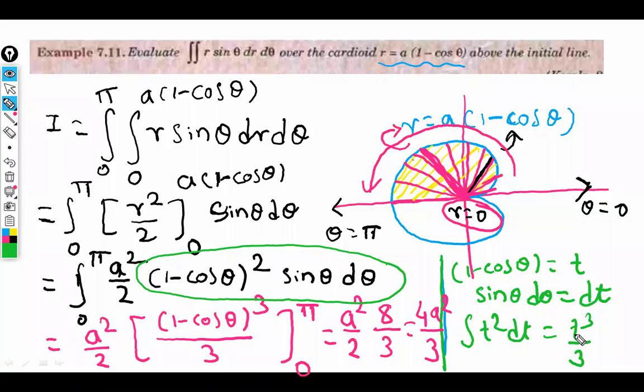Sir, this Wallis formula is applicable when there is only trigonometric function. Here it's 1 minus cos theta. No, so there are two requirements for Wallis formula. First thing, the limit should be 0 to pi by 2. And the second thing, you should have only sine raised to n theta d theta, or sine raised to n theta into cos raised to n theta d theta. That way.